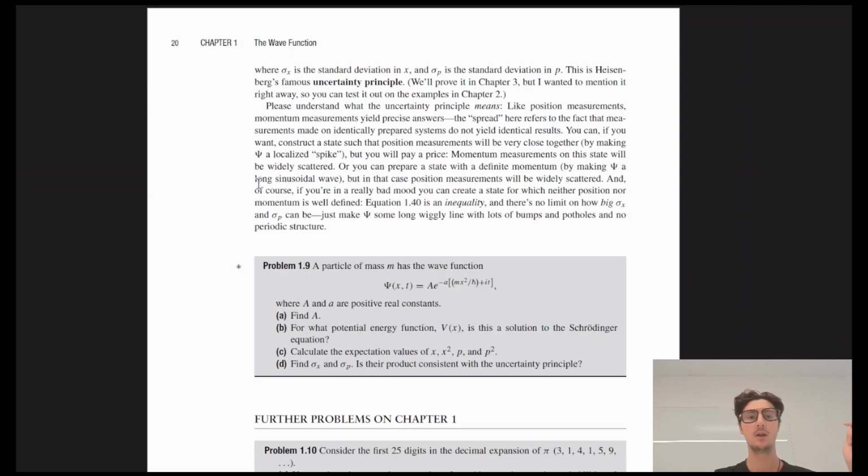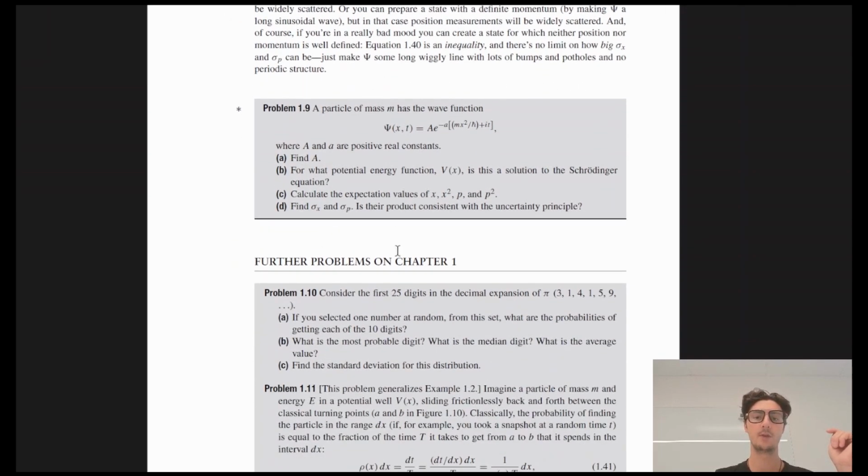Momentum measurements on this state will be widely scattered. Or you can prepare a state with a definite momentum by making psi a long sinusoidal wave. But in that case, position measurements will be widely scattered. And of course, if you're in a really bad mood, you can create a state for which neither position nor momentum is well defined. Equation 1.4 is an inequality, and there's no limit on how big sigma x or sigma p can be. Just make psi some long wiggly line with lots of bumps and potholes and no periodic structure. And we are done the chapter.